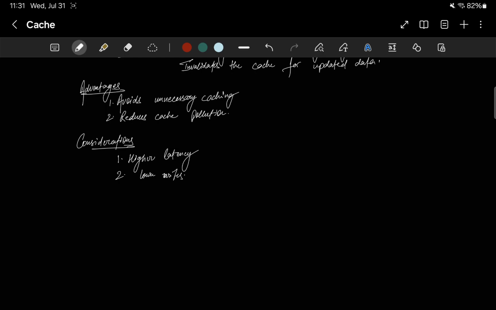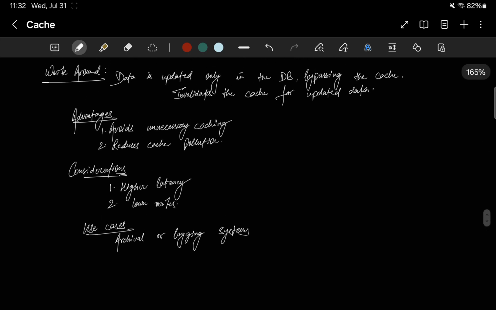Use case is useful for scenarios where certain data once written is unlikely to be accessed again in near term, such as logging or archival systems. So use cases, archival or logging systems. Okay, so this one was write around policy. Next policy is refresh ahead.